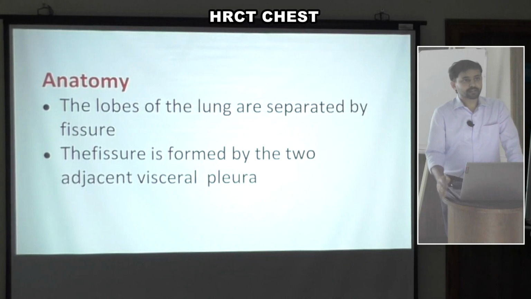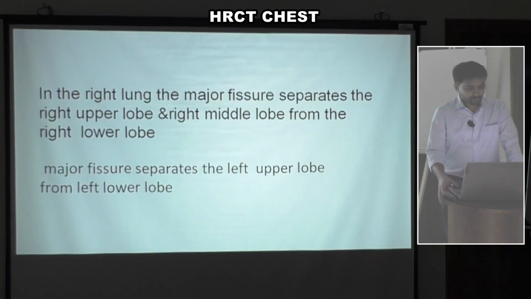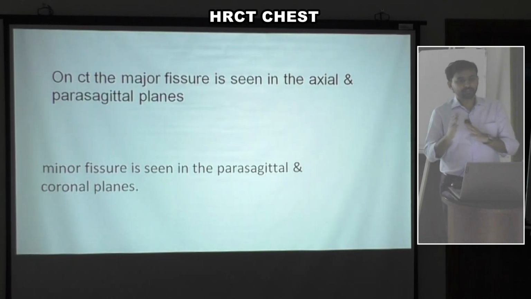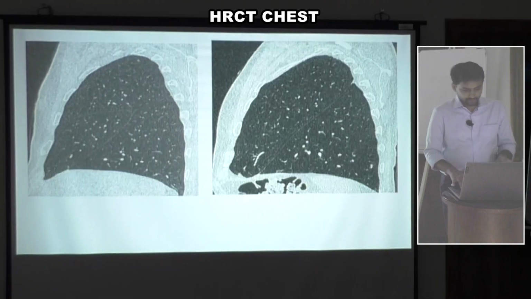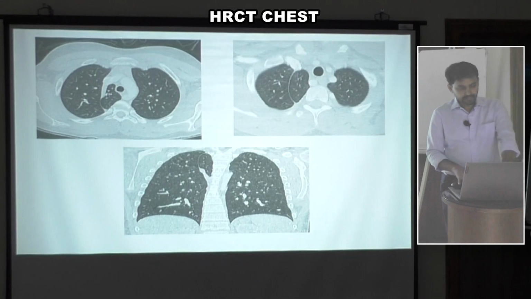Both lungs: on the right side 2 fissures are there, the major fissure and the minor fissure, and on the left side 1 fissure, the major fissure. The major fissure divides upper and lower lobes on both sides, and the minor fissure divides upper and middle lobes on the right side. On CT we have 3 planes: axial, coronal, and sagittal. This is the sagittal plane, and these are the axial images.